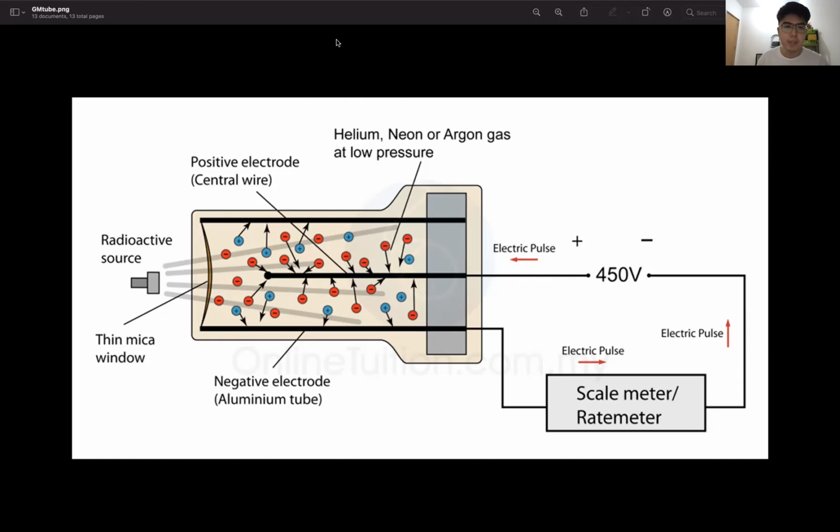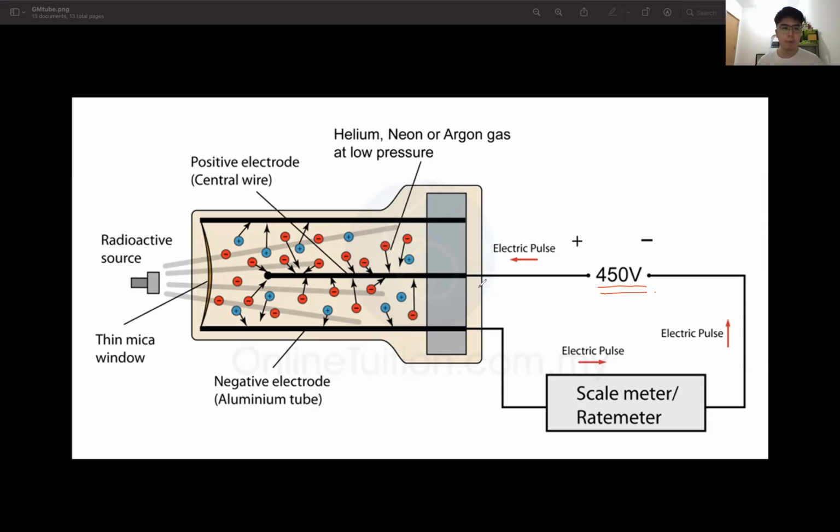Okay, we have a positive electrode and we have a negative electrode. You can see the two electrodes. The positive electrode at the center is not connected to the negative electrode at the side. So the circuit here is disconnected, meaning that there's no current flowing in the circuit. Now the circuit is connected to a very high voltage, 450 volts here. Okay, but no current is flowing in it yet.